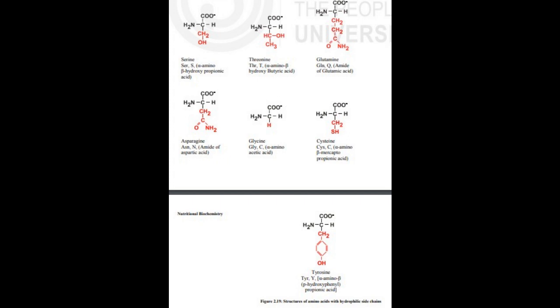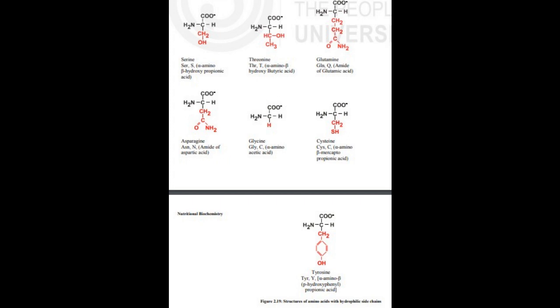In proteins, cysteine is often present in oxidized forms, i.e. cystine. Asparagine, Asn, and glutamine, Gln, also readily hydrolyze to form aspartic acid, Asp, and glutamic acid, Glu, in presence of an acid or alkali. Figure 2.19, structures of amino acids with hydrophilic side chains.